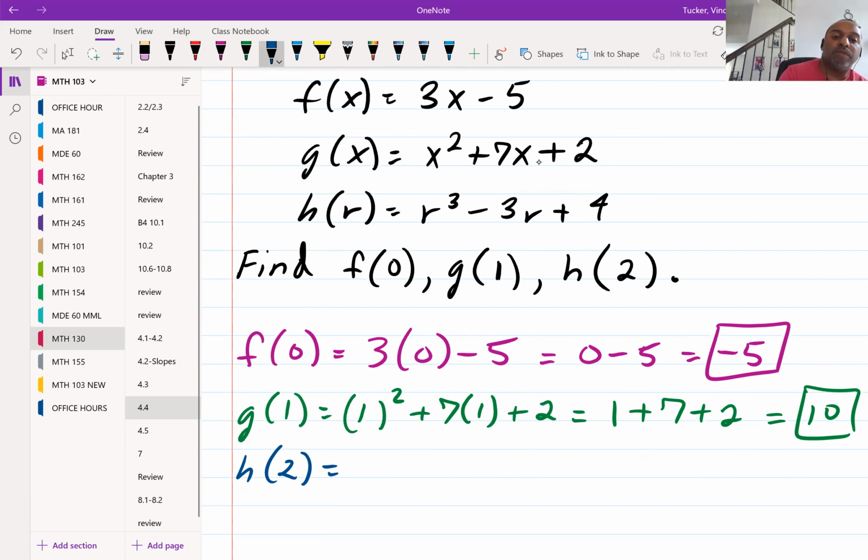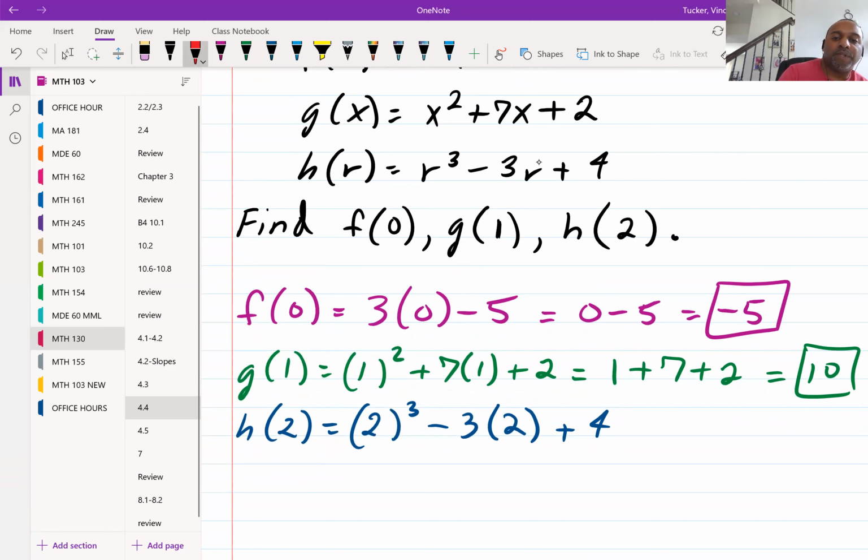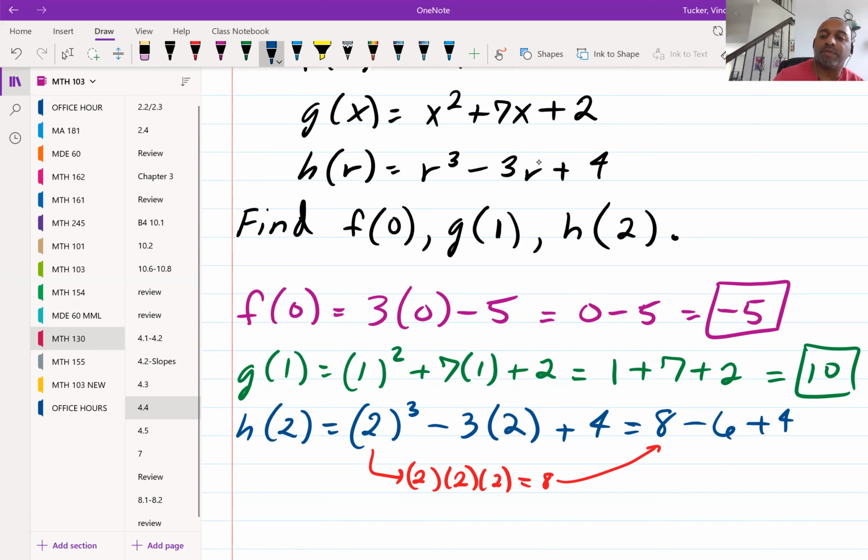All right. So do the same thing for h. This time we're plugging in 2. That's 2 cubed minus 3 times 2 plus 4. Don't forget 2 cubed is 2 times 2 times 2, which would be 8. Three times 2 is 6, and it's still plus 4.